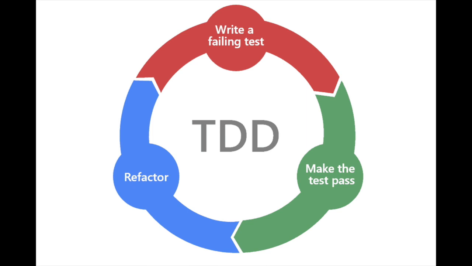TDD is all about writing the test first and making the test pass by writing the dev code. Finally, once the test passes, refactor the dev code as well as the test code. By doing this repeatedly, we're just going to write the dev code which precisely passes all the tests for the given requirement.